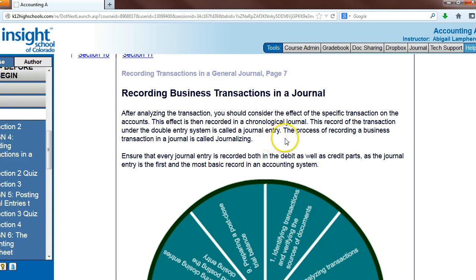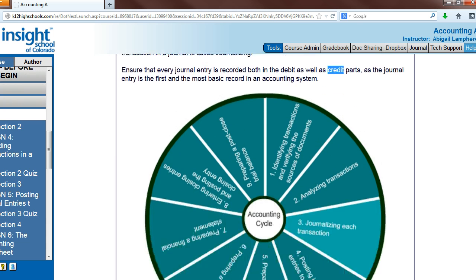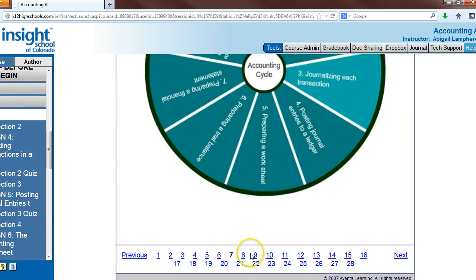So when we record these transactions and we write them down on paper and make them official, that's called journalizing. All right. So we need to ensure that every journal entry is recorded both in the debit as well as the credit, as the journal entry is the first and most basic record in an accounting system. So just like we did in our T accounts, we need to always have a debit and a credit that equal in our journal entry.